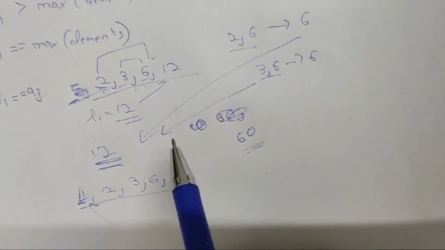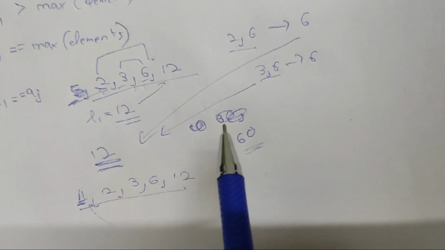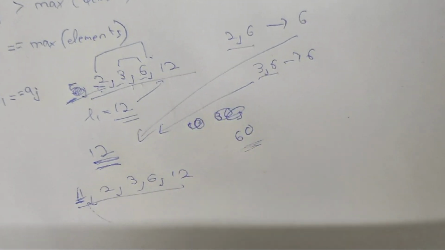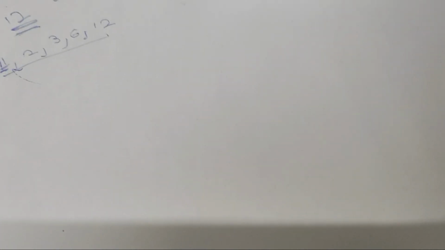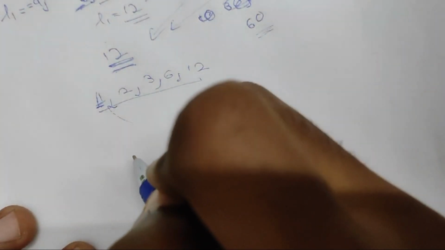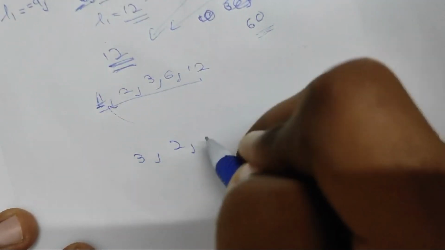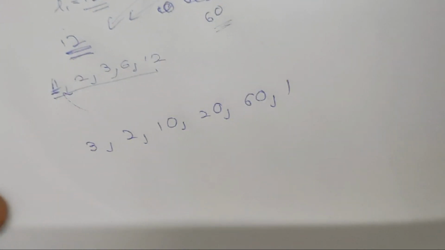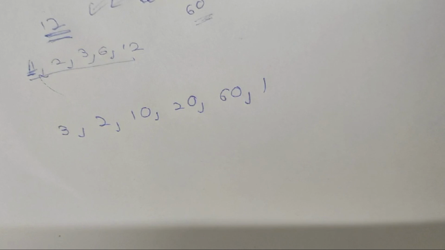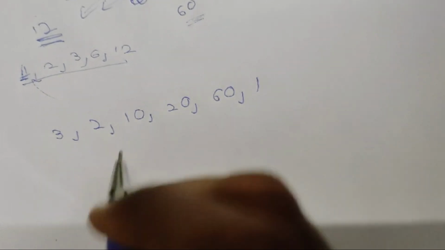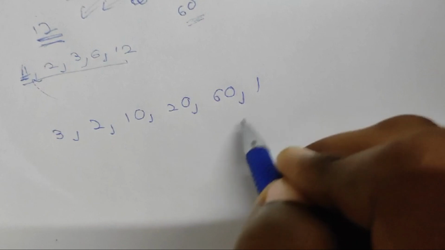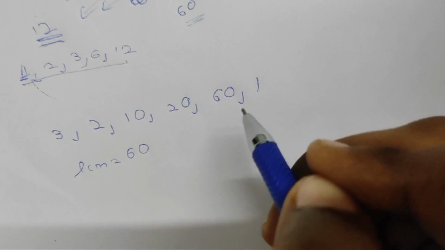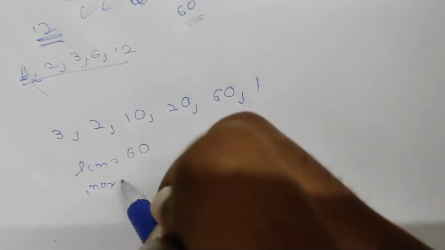So I will give you another example from the test case that they have provided us, so it will be much clearer to you. Okay, I will give you this test case: 3, 2, 10, 20, 60 and 1. So this is the test case that they have given us. What is the LCM for this entire array? The LCM is equal to 60. And the maximum element is equal to 60.